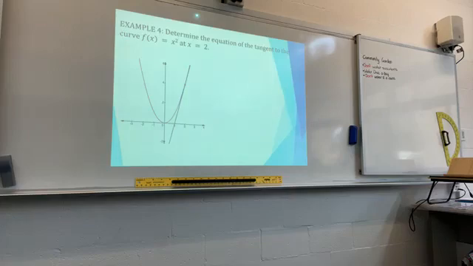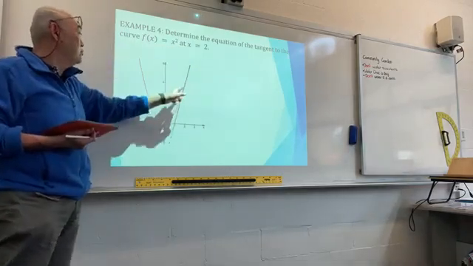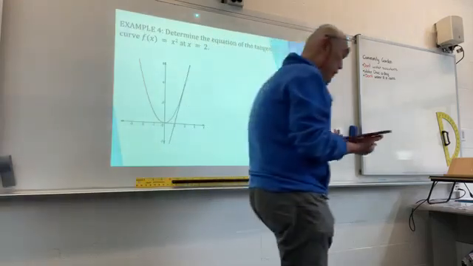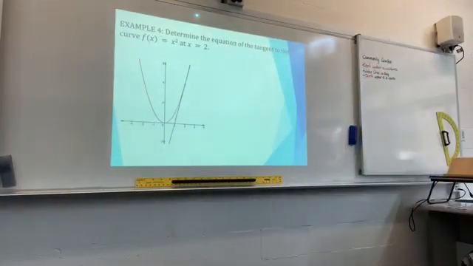Now, next, determine the equation of the tangent to the curve f(x) equals x squared at x equals 2. So you want to find that equation. How would you do this? You need to find the m, and you need to find the y coordinate as well. So if x equals 2, f(2) is equal to 4, correct? So the coordinate is (2, 4).